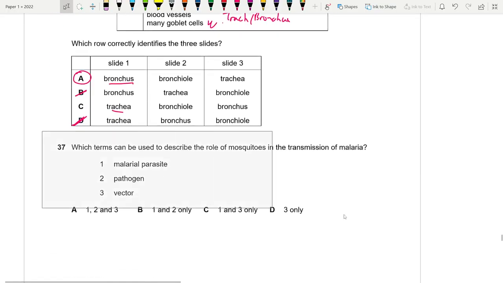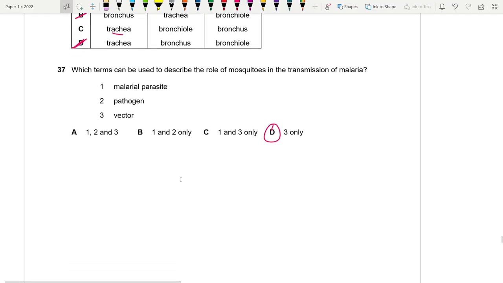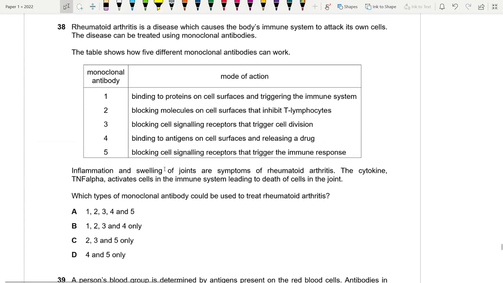37. Which terms can be used to describe the role of mosquitoes in transmission of malaria? So basically, it's a vector. The female Anopheles is a vector of malaria. That's it. Malaria parasite is the pathogen, right? It's a protoctist. So the mosquito is only a vector, merely a vector.